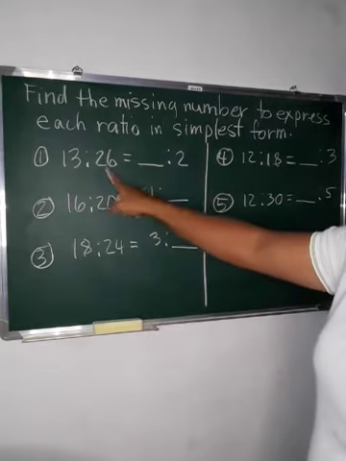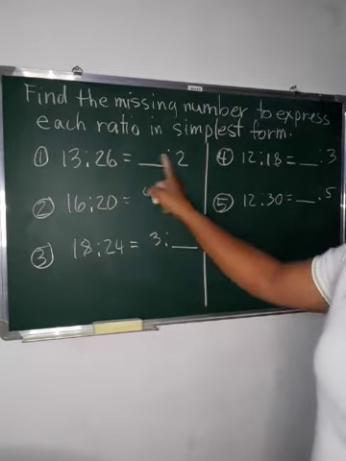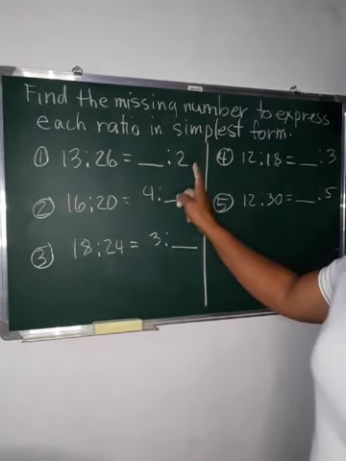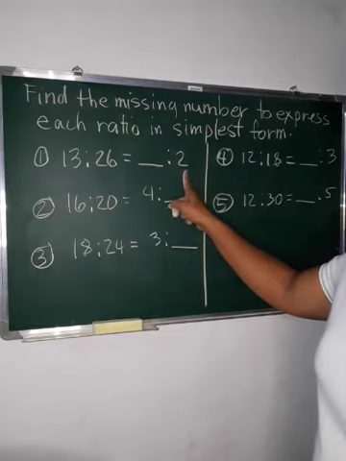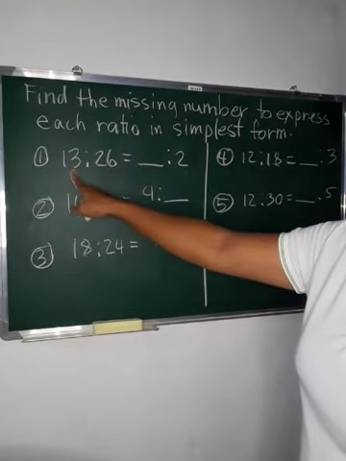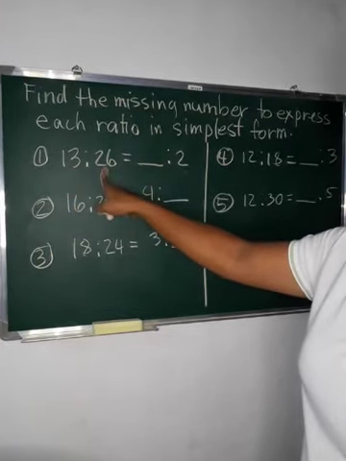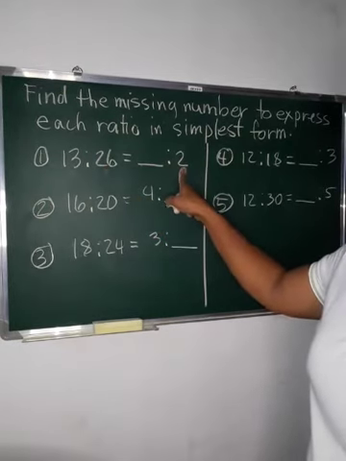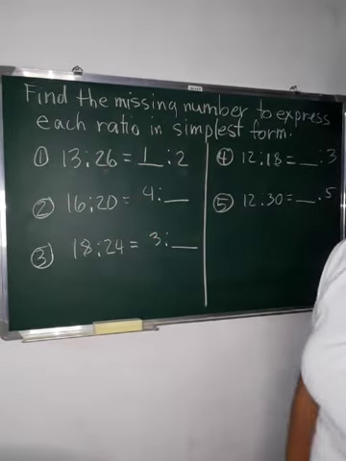So, if you notice, 26 divided by 2 is equal to 13. So, how many 13 do we have? So, we have 1. 13 times 2 is 26. Therefore, it is 2. Therefore, we have 1.